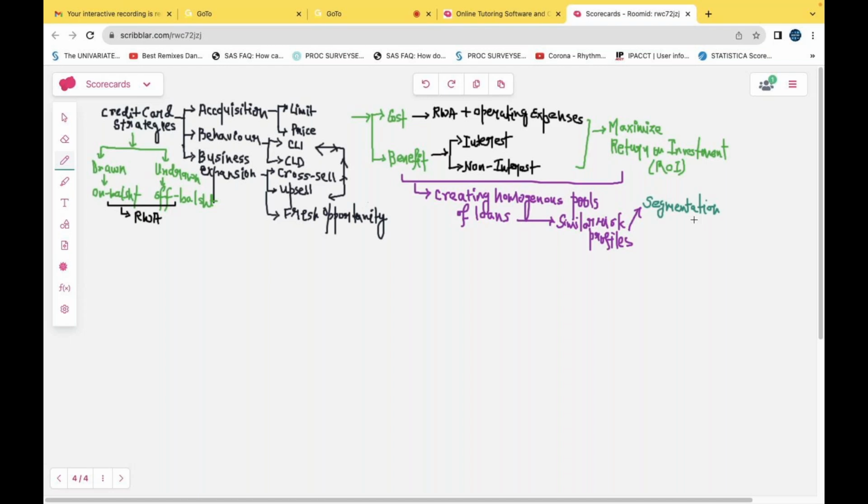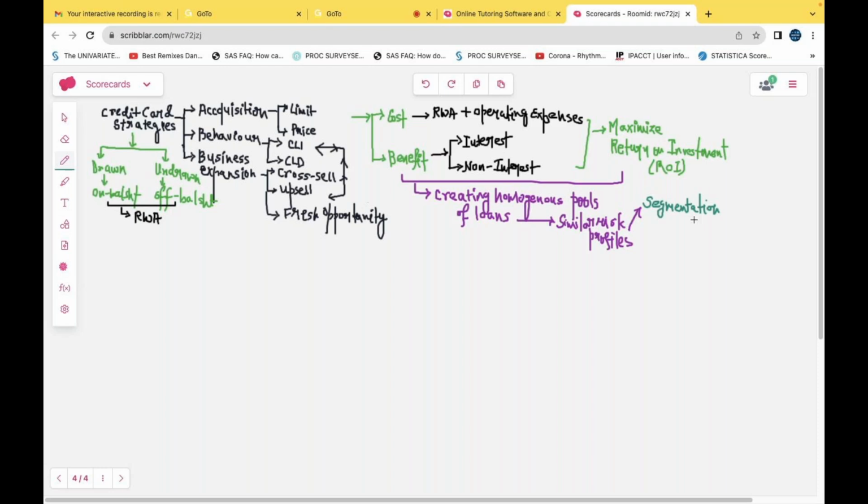Thereby, these homogeneous pools of loans, this is where segmentation would come into play, right? So one very simple way of using segmentation is to apply business intuition and do a segmentation. The other way, obviously, is to use statistical methods of segmentation. So these are the two broad aspects that we can think about, right?